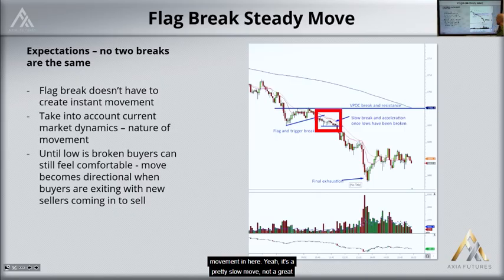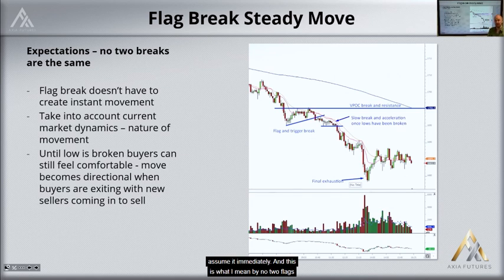You know, it's a pretty slow move. Not a great deal is going on. And this is where people become frustrated with a flag, because they expect immediate action. They expect to click on the break, go inside and move to target. And people don't see what's between those two points. They don't think about the sort of landscape and the road that you're going along to get from your flag break to the target.